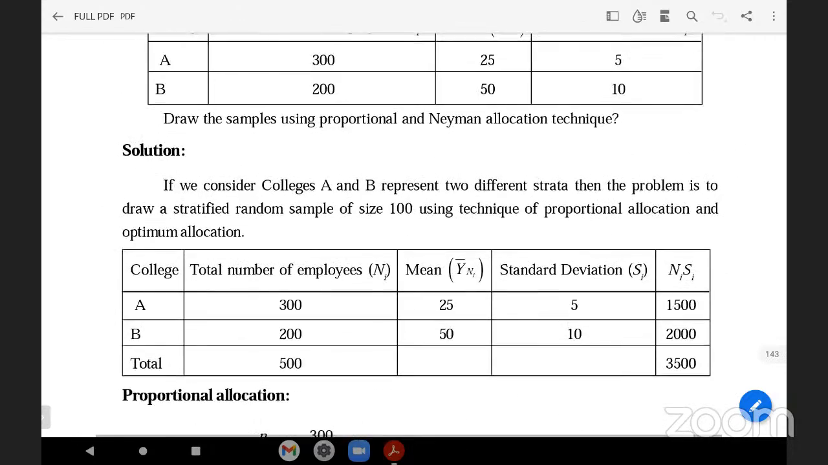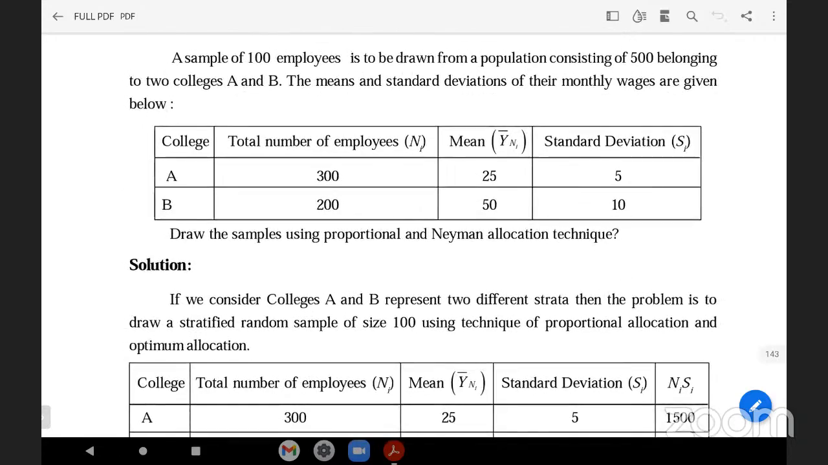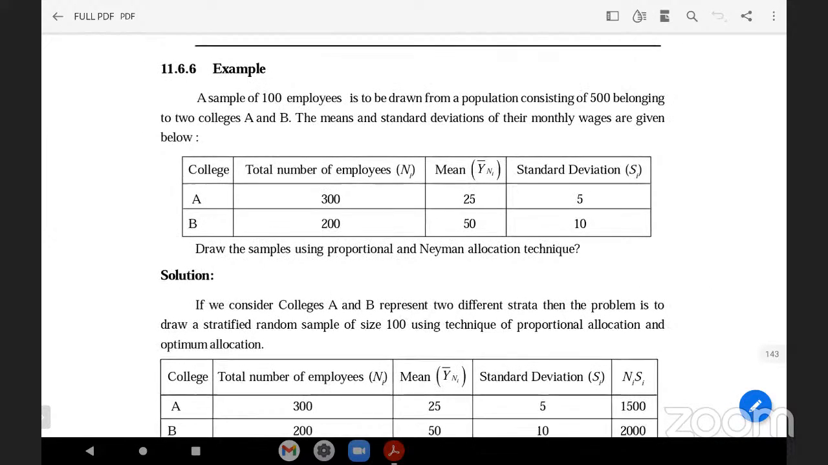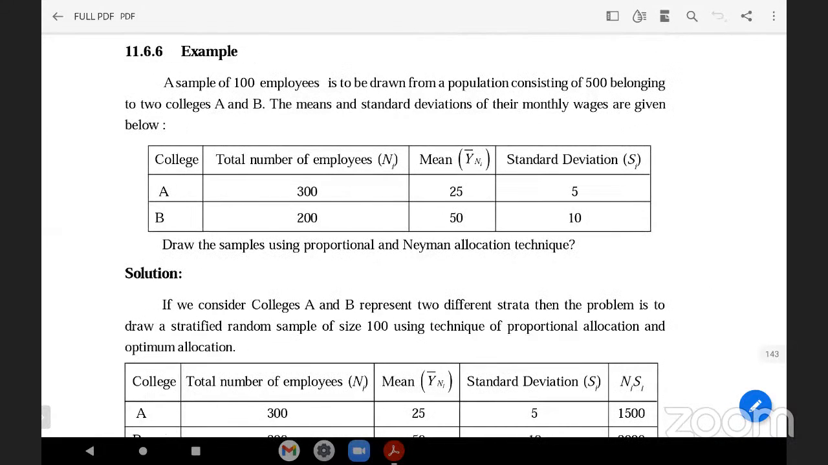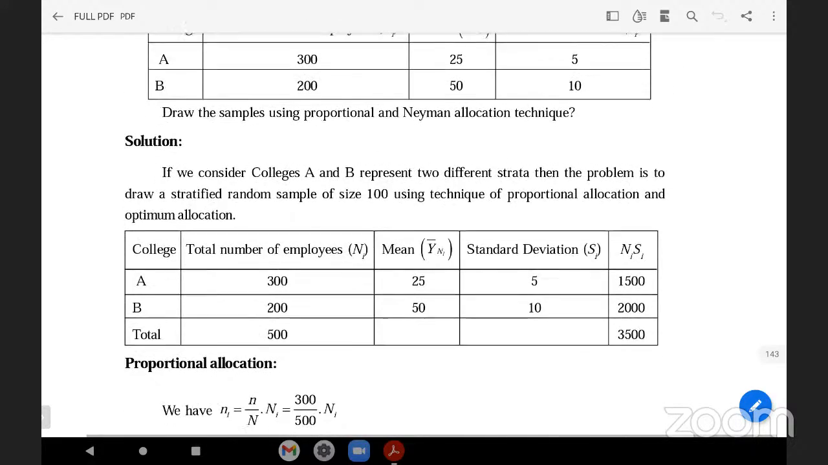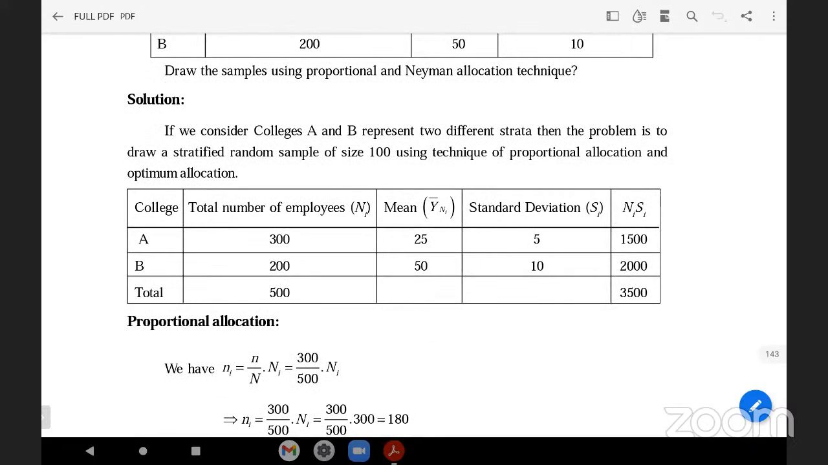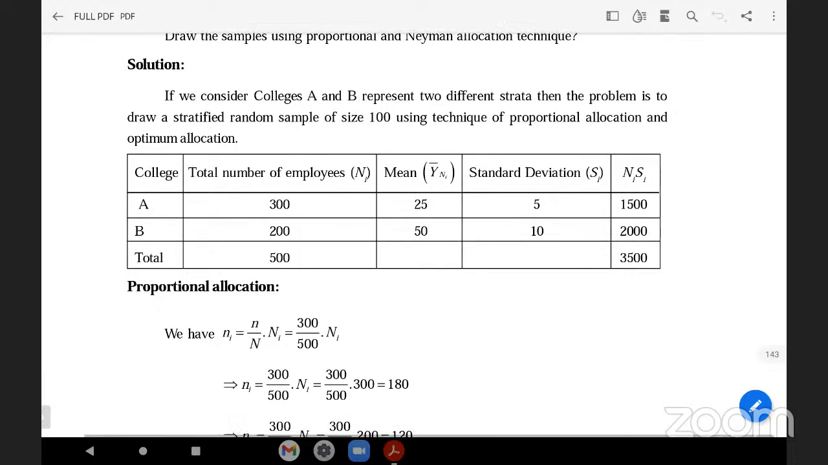In this example, once you see here, the number of employees, mean and standard deviations are given. Draw a sample using the proportional and the Neyman allocation techniques. What I am doing here is calculating the total NiSi. 300 into 5 equals 1500. 200 into 10 equals 2000. So it is NiSi I identify. The total N is equal to 500.